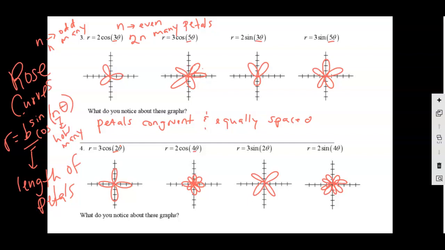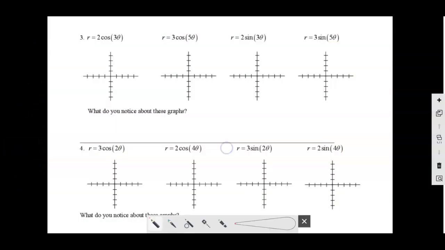If the n is even, you have twice as many petals. If the n is odd, we have that many petals. Okay, so those are the important takeaways. All right, now let's go look at these last couple of ones. Those are our Rose curves.